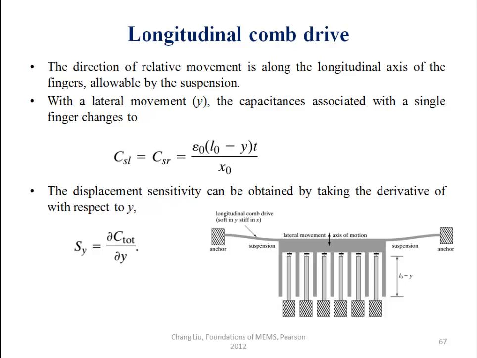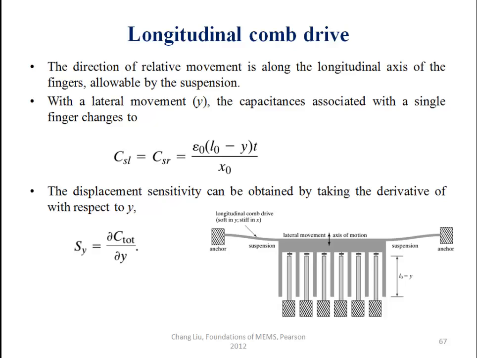Then comes the longitudinal comb drive. Longitudinal comb drive means there will be a movable electrode as well as a fixed electrode, and the fixed electrode is shown by the shaded portion, and the movable electrode is shown in the lower side. So here the electrodes are moving in an up and down fashion.